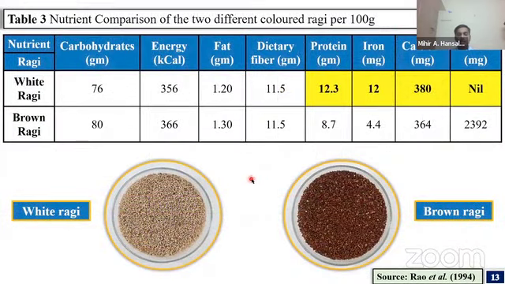Then in the botany part, I describe the different grain colors of finger millet, which are white, brown, dark brown, and copper brown. A study conducted by Rao in 1994 suggests that white ragi is rich in protein, iron, and calcium compared to brown ragi. Tannin is almost nil in white ragi compared to brown ragi. Tannin content darkens the color of the value-added products developed from finger millet, so it is very low in white ragi.